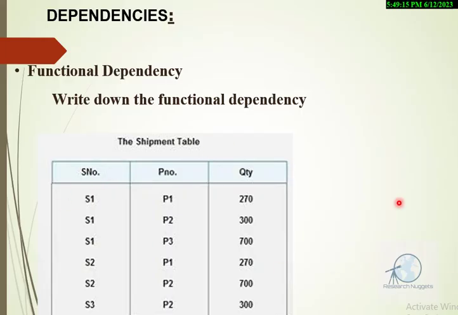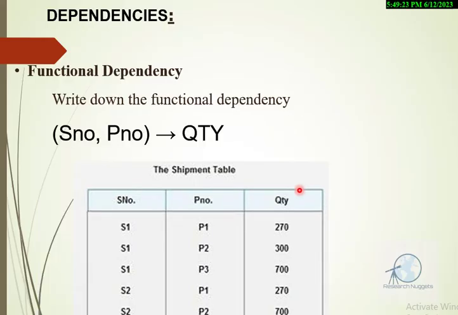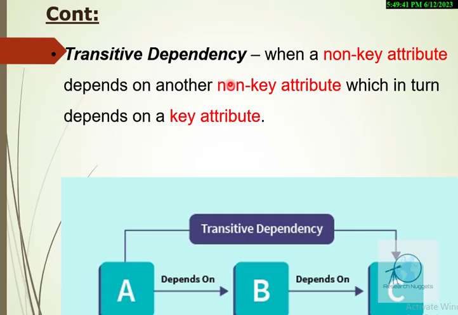Another example here, try to determine the functional dependency for this, and note it down. You're going to see that the quantity is functionally dependent on both these fields, the S number and the P number. And thus, this is how we represent it, to state that the S number and the P number functionally determine the quantity. The next is what we refer to as the transitive dependency.